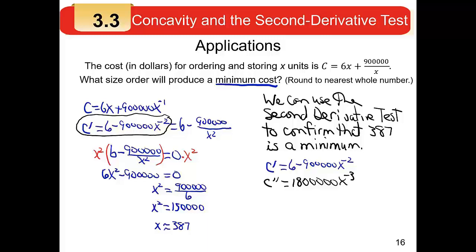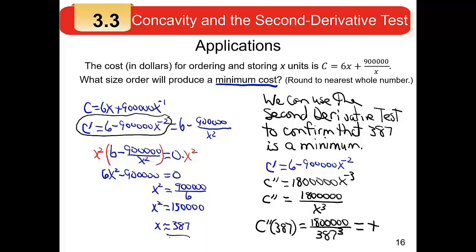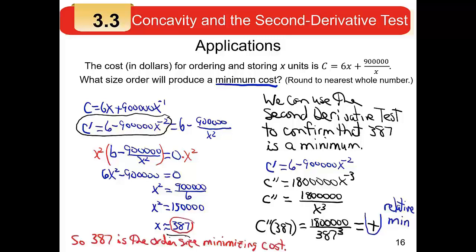So if I take the second derivative of 6, I get 0, and then if I take the second derivative of the second term, I get a minus times a minus is plus, and then I take 1 away from the minus 2 and get minus 3. Then I can rewrite that with a negative 3, push it down and make it a positive x cubed in the denominator, and now I can evaluate it at 387 and see. I don't really care what it is, I just need to know that it's positive. And if it's positive, that means it's a relative minimum because the concavity is up. So now I have verified that 387 is the order size at minimized cost.